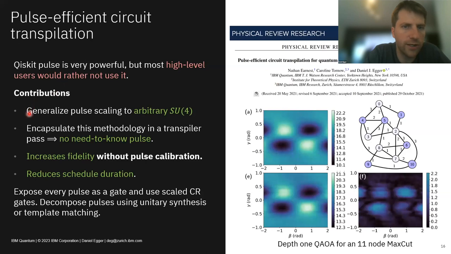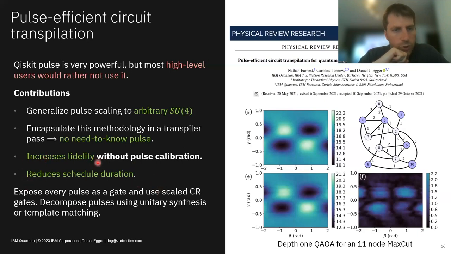The contribution here is to be able to create arbitrary SU(4) gates by scaling calibrated CNOT gates without doing extra calibration. The nice thing about this is that we can encapsulate this in a transpiler pass because we don't need calibration and because we have a set of well-defined rules, right? So this then allows us to abstract away these gates from the pulse level. And this is usually quite appreciated by some of the users because they don't necessarily always want to know all of the details of the pulse level.